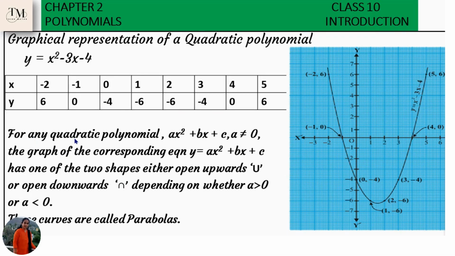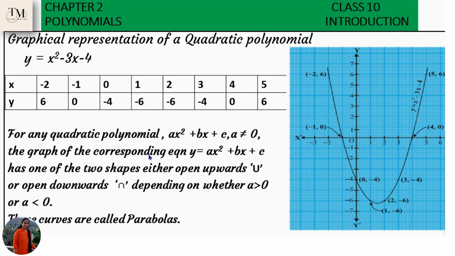So for any quadratic polynomial, what is a quadratic polynomial? It is nothing but a polynomial that has degree 2, that is, the highest power is 2. So this is a quadratic polynomial. Here a should not be equal to 0. So if a is 0, we will get a linear polynomial, that is bx plus c. So a should not be equal to 0.